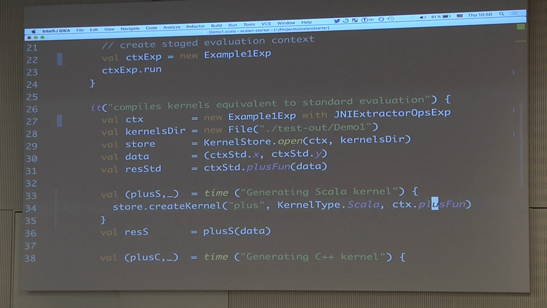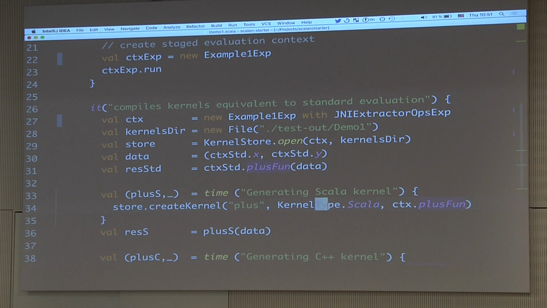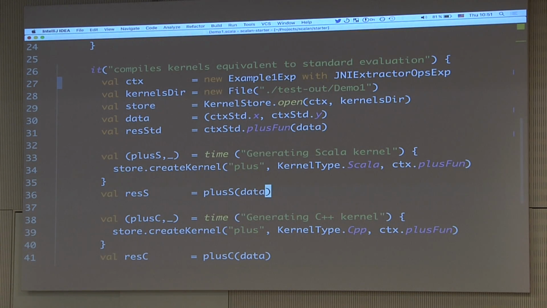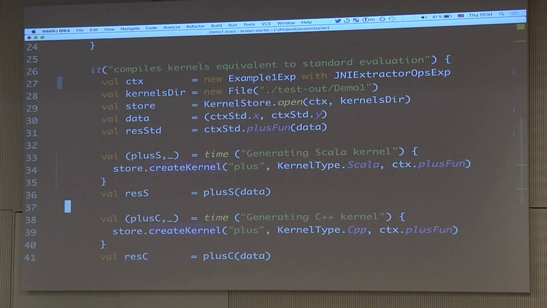From our context, we take the plus fun function. You see, we can navigate easily, because this is just standard Scala. And we can ask, please generate a kernel, which is a Scala kernel, from this function. And we can take the data and get some result. And this is actually the same data which we used for, for example, this standard context, which allows us to do just standard evaluation. And we compare these results.